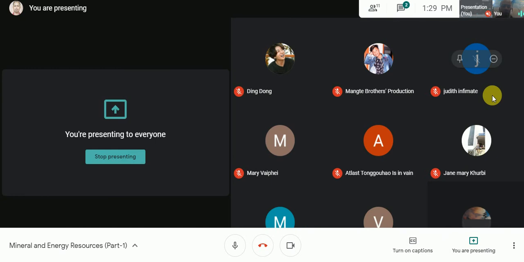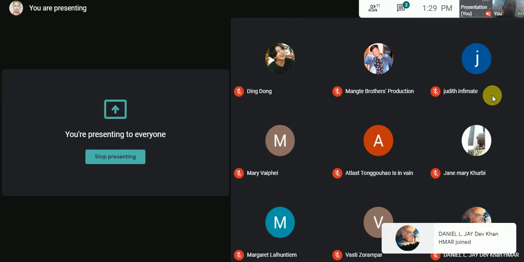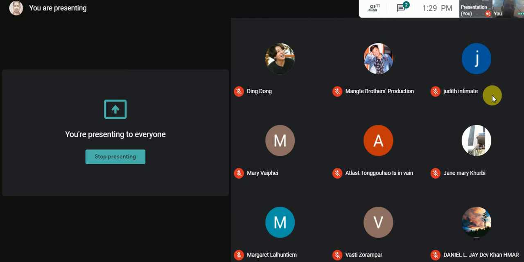Do you have any questions regarding the mineral belts of India? These four mineral belts are very important for exams also. It is asked in exams. You have to memorize it.